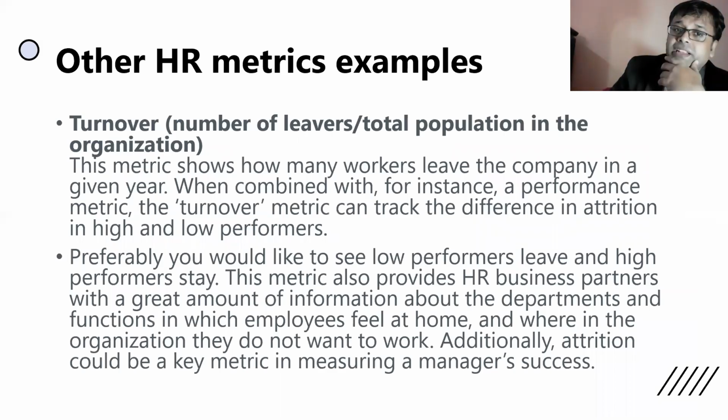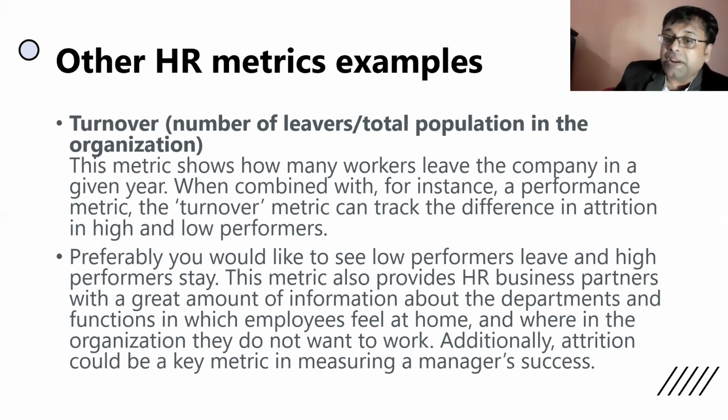Next one is very important. That is the turnover, the number of leavers and the total population. How many people are leaving? So that turnover ratio is very important, because you need to check whether the productive employees and the high potential employees are leaving. If underperformers are leaving, it's okay for you. But if the potential employees are leaving, that's a major concern. So attrition could be the key metric for measuring the manager's success. Preferably you would like to see the low performers leave and the high performers stay.